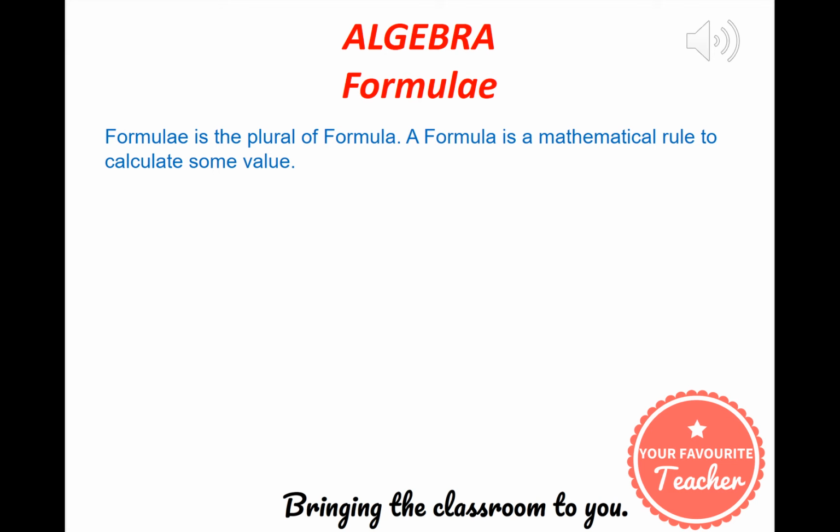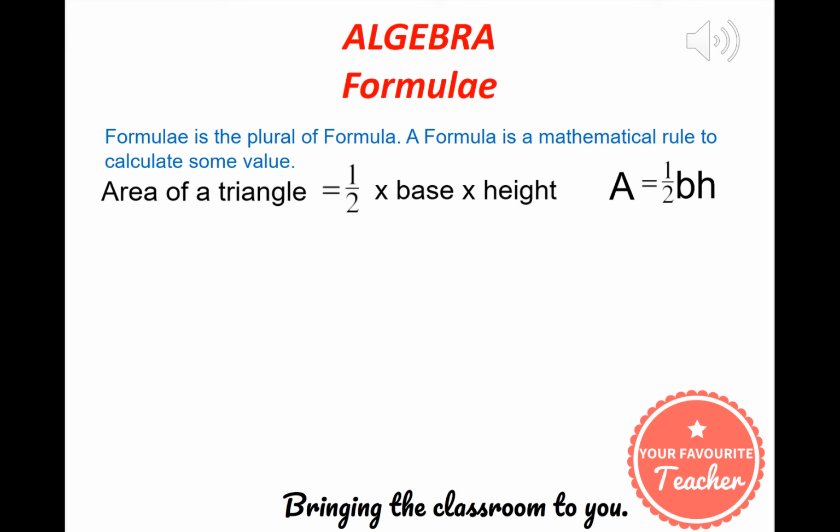We know several different types of formula, like the area of a triangle. We know that it's half base times height, so we write for our formula A equals a half BH. If we know what B and H are, then we can always calculate A.